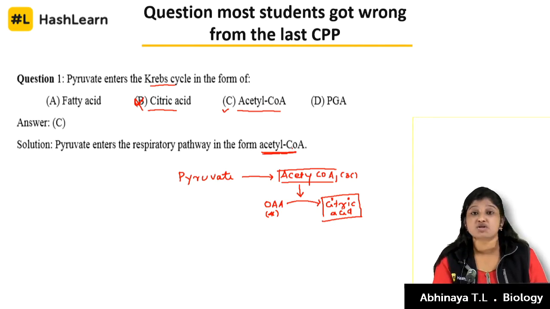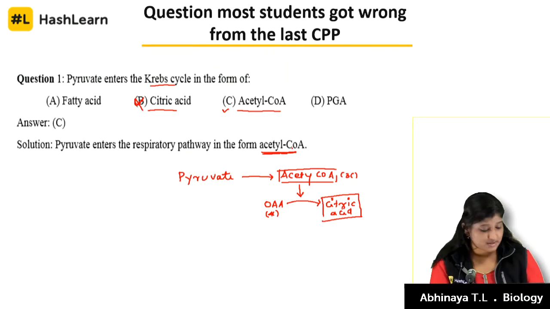If you haven't understood, get back to the previous class, read about link reaction or pyruvate oxidation. You will get to know which form of pyruvate gets inside the Krebs cycle.